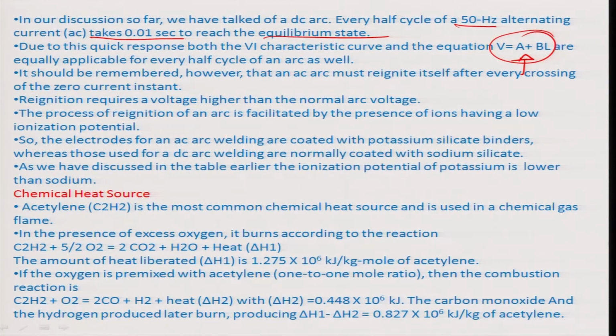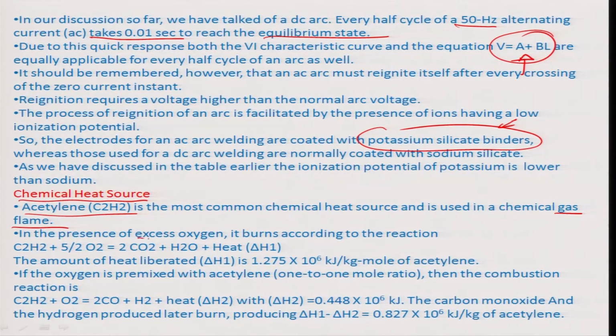In fact, potassium silicate binders, when they evaporate, do produce very easily ionizable constituents in the gaseous atmosphere, where the secondary electron, the free electron, gets produced because of the presence of such binders. There are many other sources, as I had discussed, like the chemical heat source, where you can use acetylene and oxygen to produce a gas flame.